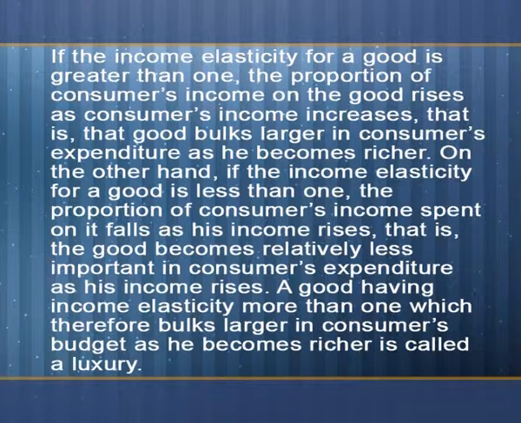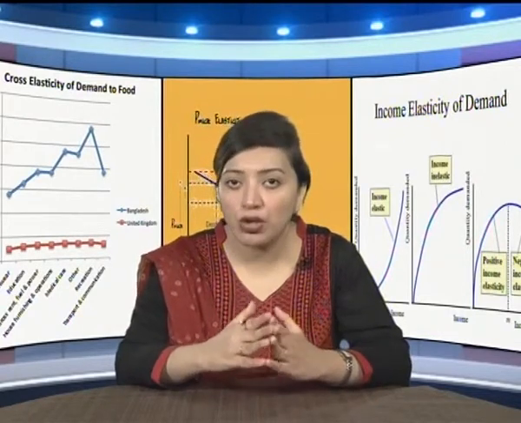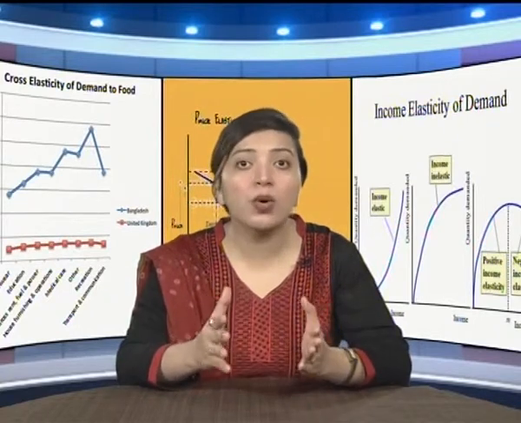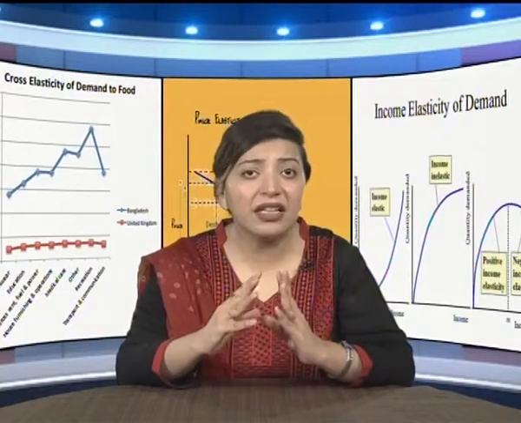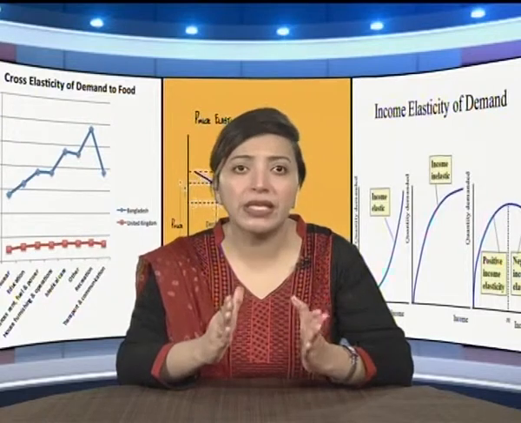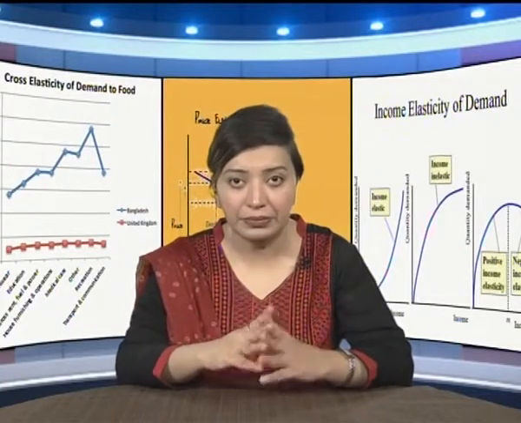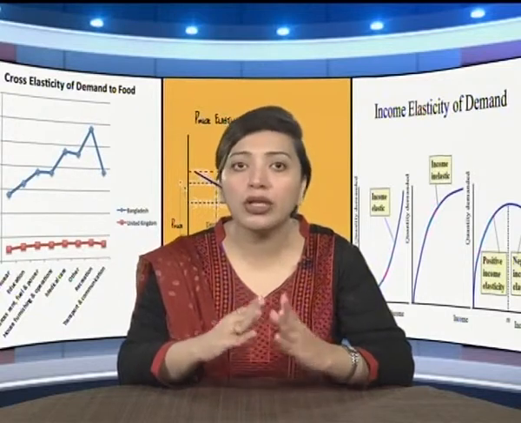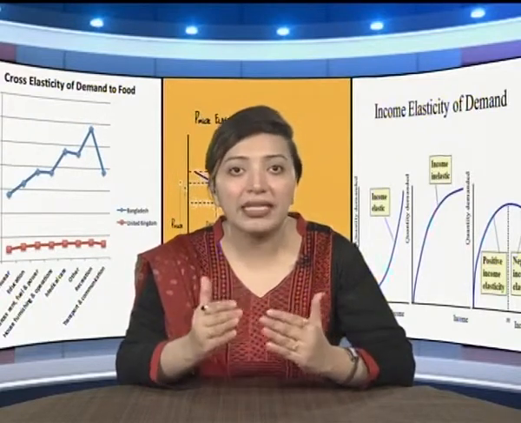A good having income elasticity more than 1, which therefore bulks larger in consumer's budget as he becomes richer, is called a luxury. A good with an income elasticity less than 1 and which claims a declining proportion of consumer's income as he becomes richer is called a necessity. It should, however, be noted that these definitions of luxuries and necessities on the basis of income elasticity may not conform to their definitions in the English dictionary, because the dictionary's luxuries may be necessities and its necessities may be luxuries according to the above definition. But in economic theory, it is useful to call goods with income elasticity greater than 1 luxuries and goods with income elasticity less than 1 necessities.